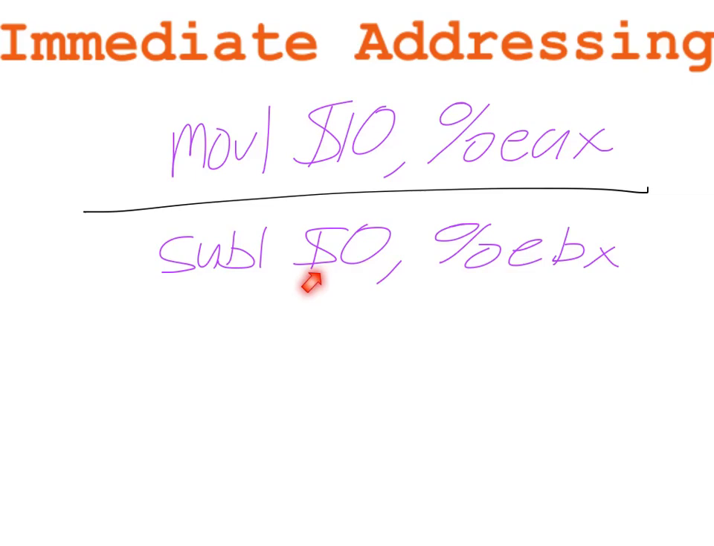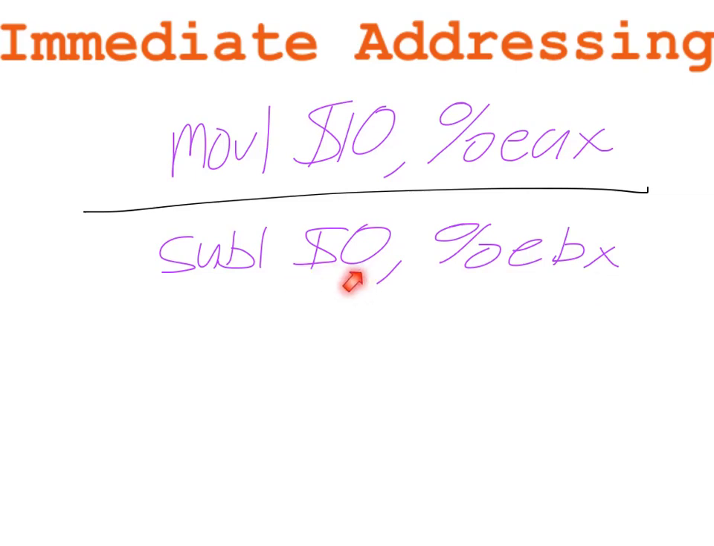Now, unlike a move, where we only have one operand, up in this example, that was our sole operand, and it was just immediate addressing here. For the subtraction, we have two operands. So recall a subtraction takes the destination parameter and subtracts the source from it.